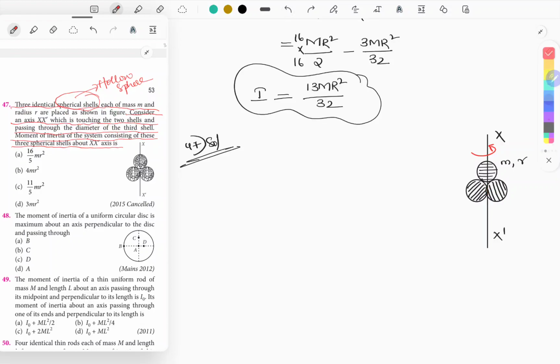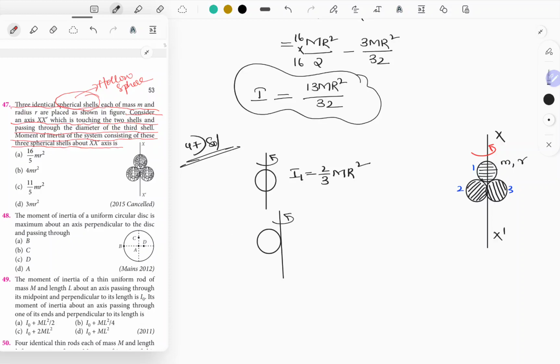Let me name those spherical shells as 1, 2 and 3. If you observe the first shell, the axis is passing through its center of mass. Then the moment of inertia of the first shell is going to be 2 by 3 m r square. Now observe the second shell. If you observe the second shell and third shell, the axis is passing through the tangent. This is how it is passing.